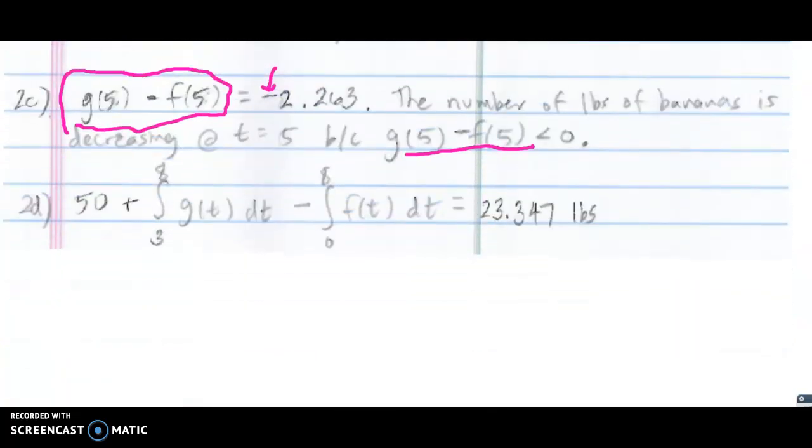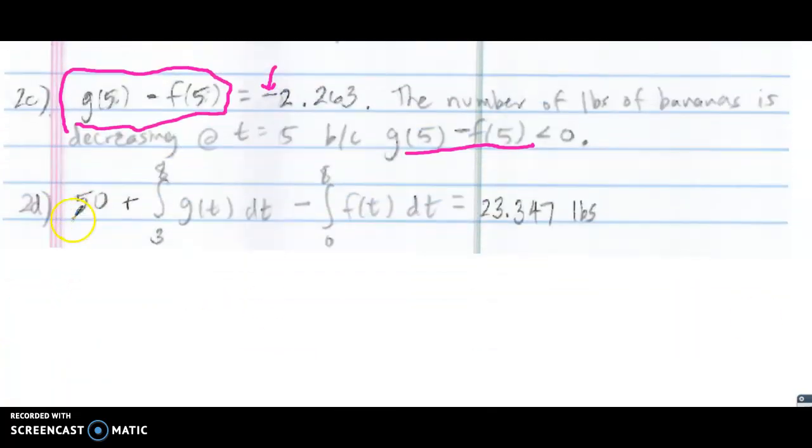So if you come down here to part D with me, 50 pounds of bananas were sitting on the table. This is, I decided to put the adding bananas. They didn't start putting bananas until 3 hours after the store opened. So this is my on rate. And then minus the people were buying bananas starting when the store opened at 0 hours of f of t, which is 23.347 pounds. And that number would be totally gotten off of your calculator.